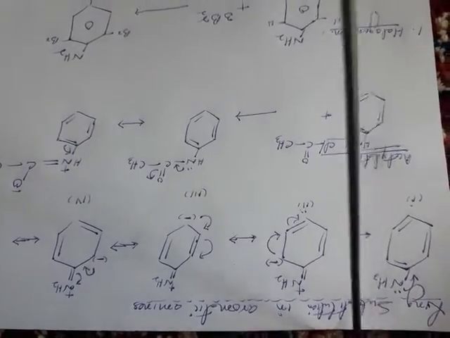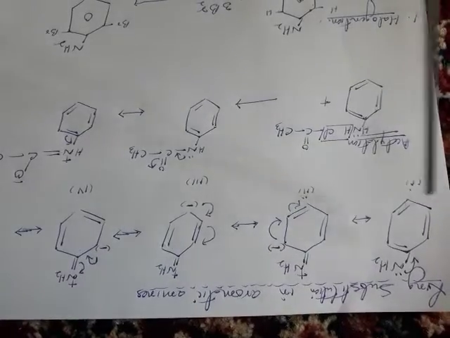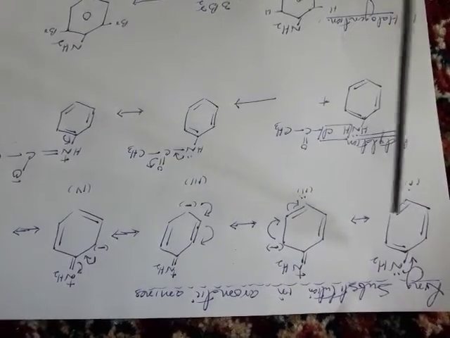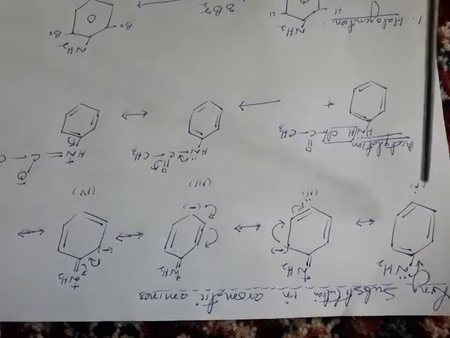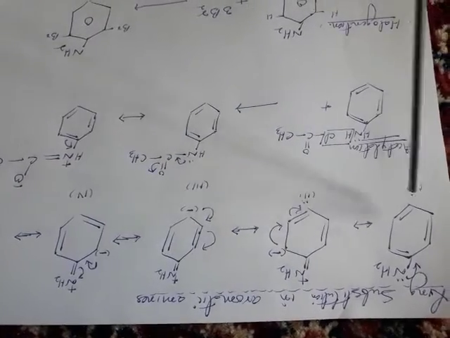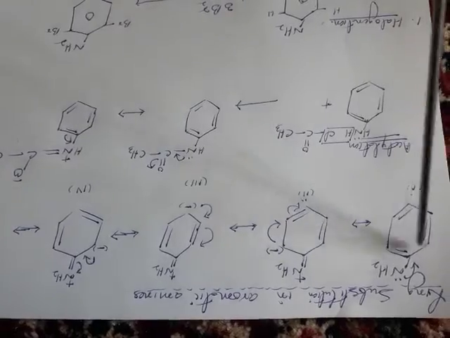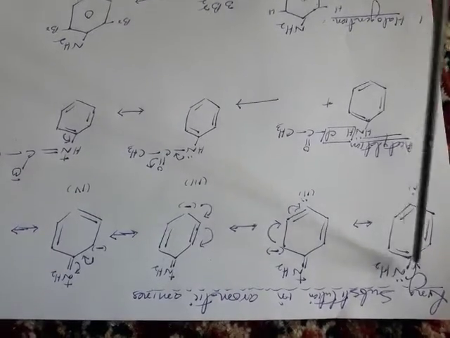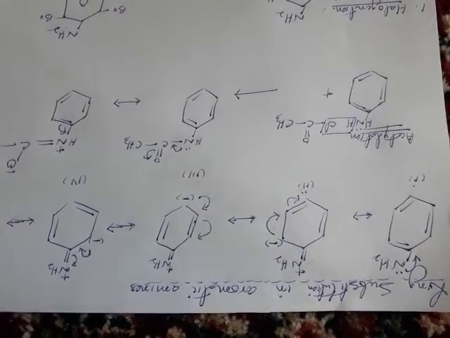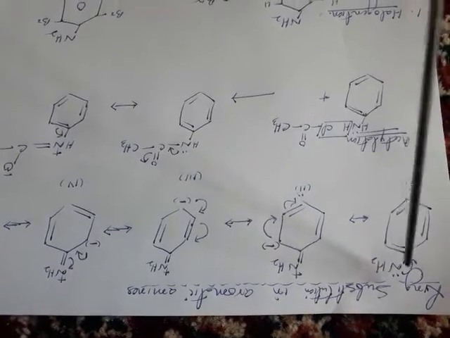As a result of this, the incoming electrophile will be directed either towards the ortho or towards the para position. So we get ortho and para derivatives in the case of aromatic amines. This is an amino group, and it has a lone pair of electrons.